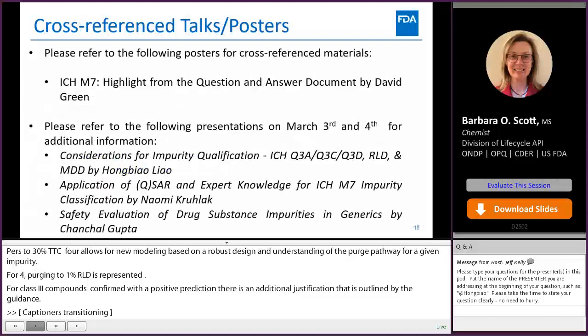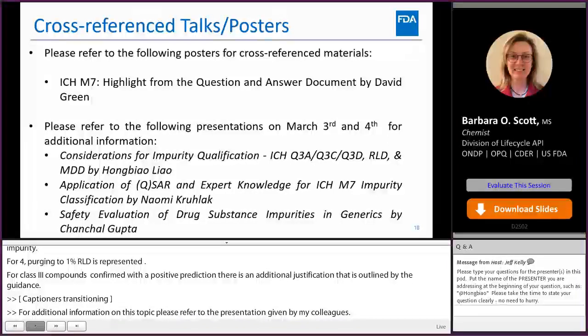For additional information on this topic, please refer to the presentations given today by my colleagues, Hongbao Lai, Naomi Krulak, Chantal Gupta regarding impurity qualification, and the poster by David Green, which highlights several questions from the ICH M7 Q&A supporting document.